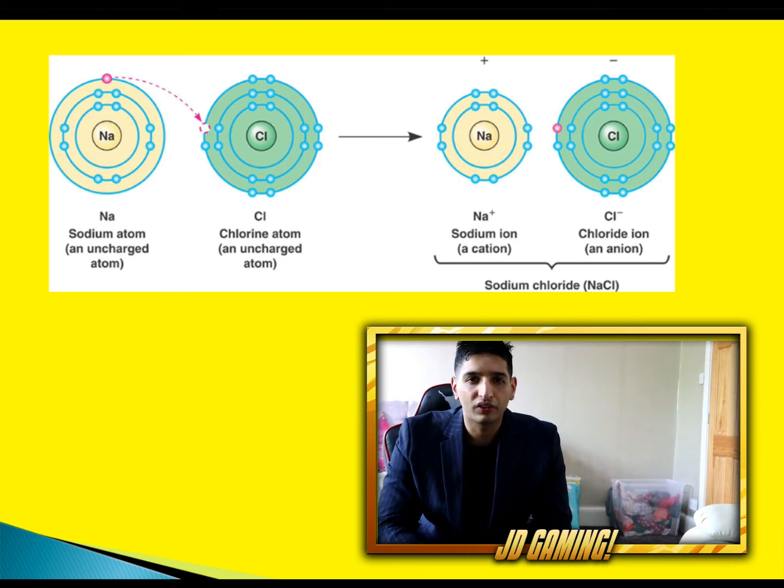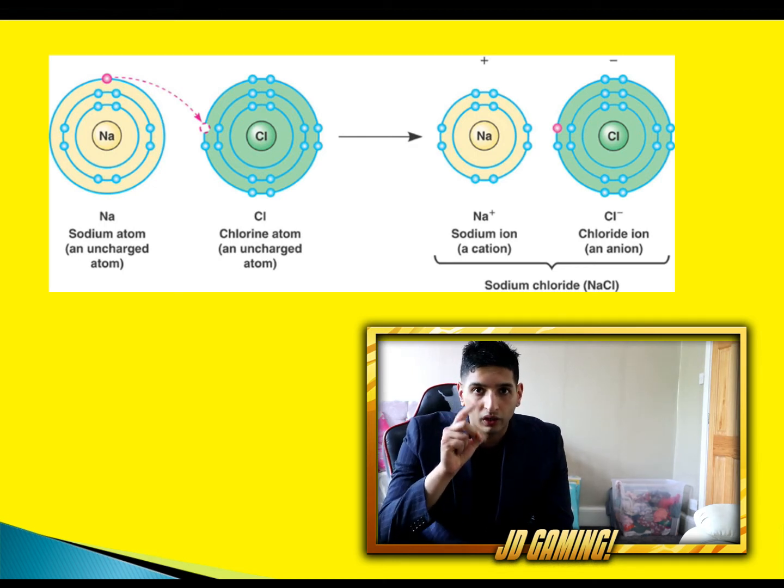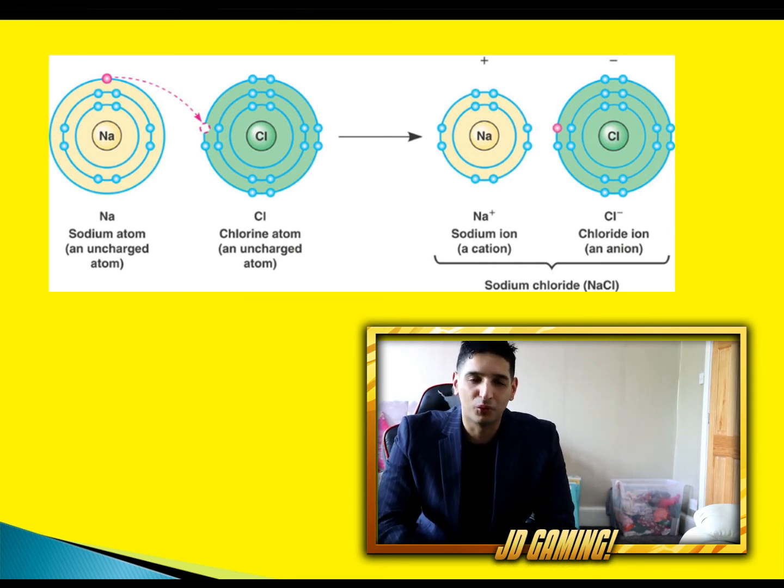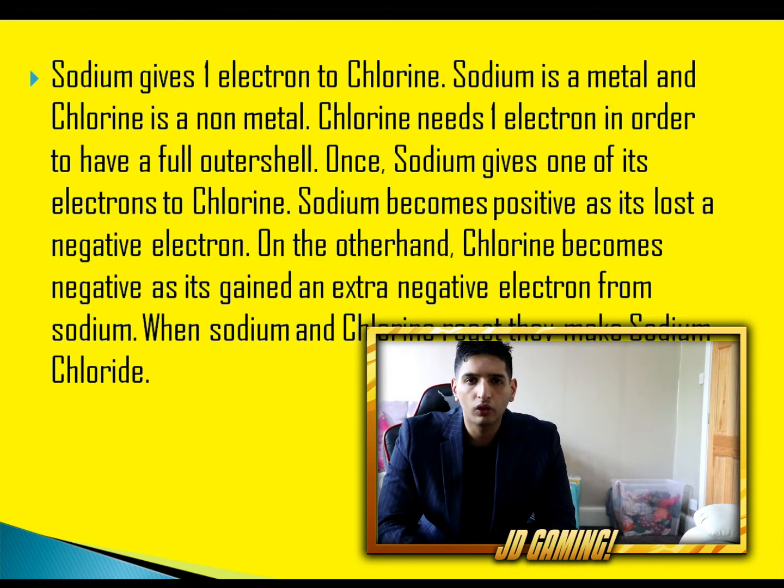Now it's important to understand that sodium will become positively charged because it's lost a negative electron. However, chlorine will become negatively charged because it's gained an extra negative electron. It's extremely important that you understand this concept. This is ionic bonding: sodium is a metal and chlorine is a non-metal, and when they come together, they make sodium chloride, which is well known as table salt. Chips do not taste the same without salt. Curry doesn't taste the same without salt. Pretty much everything doesn't taste the same without salt.